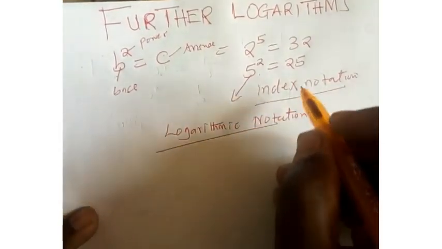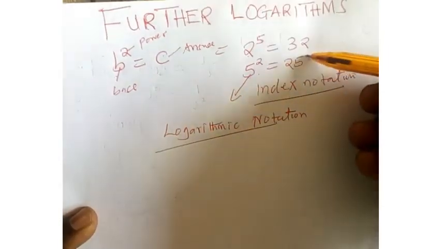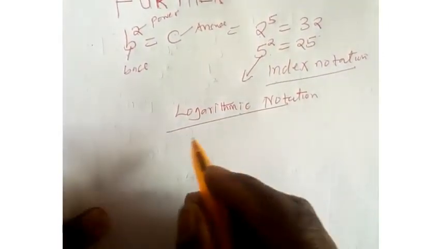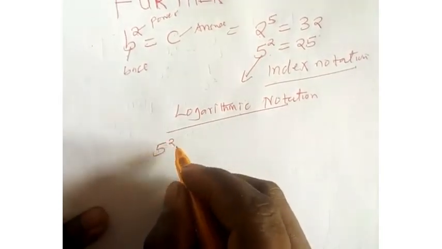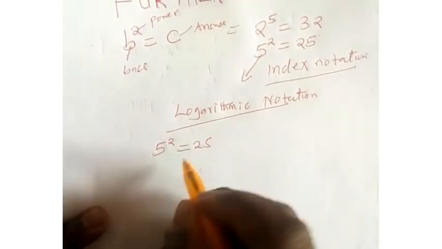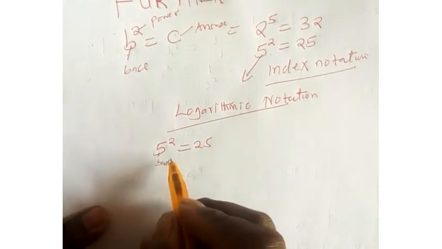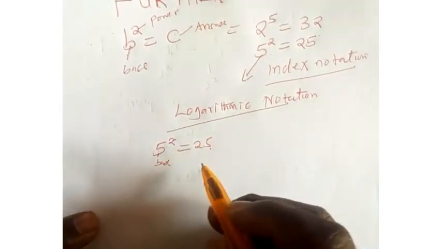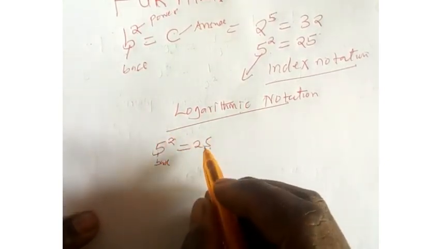So when we are writing, we're converting index notation to logarithmic notation. This is what I want you to be very keen on. So we have 5 raised to power 2 equal to 25. This is the base. I've said that. This is the index or the power, and this one is the answer. So we want to write this one in logarithm.